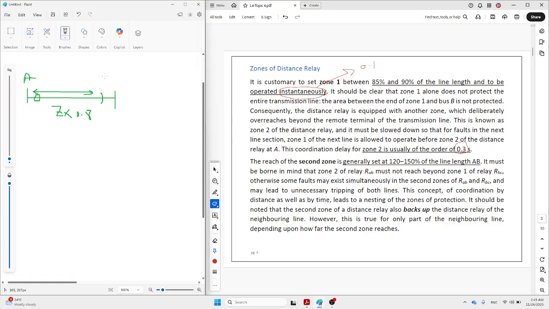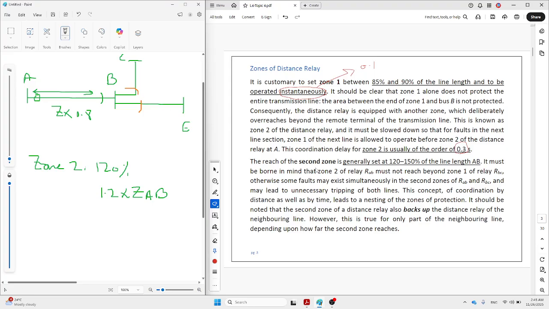Assume this is AB. And then after this one, we have another line here, which is C, and another one here, which is E, so B to E. So zone 2 is set as 120%, which is 1.2 of the ZAB. So this one can cover even up to this point or this point of these two lines. Okay, depending on the impedance, different location, correct?